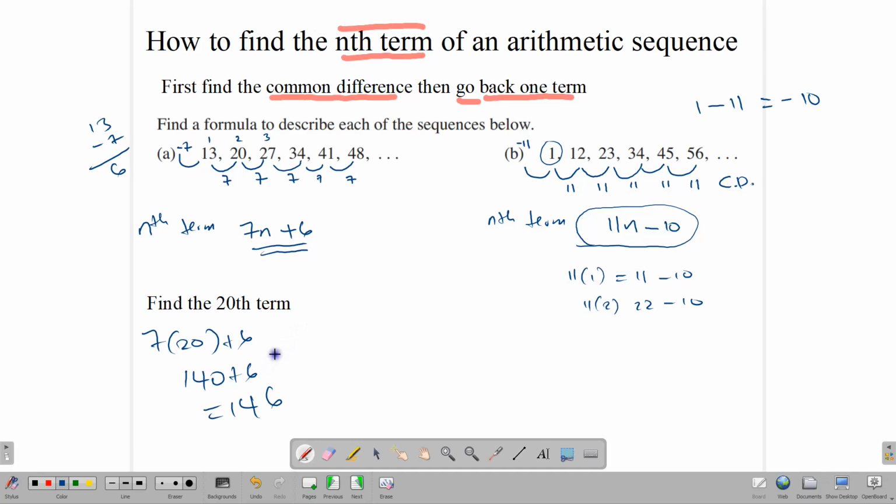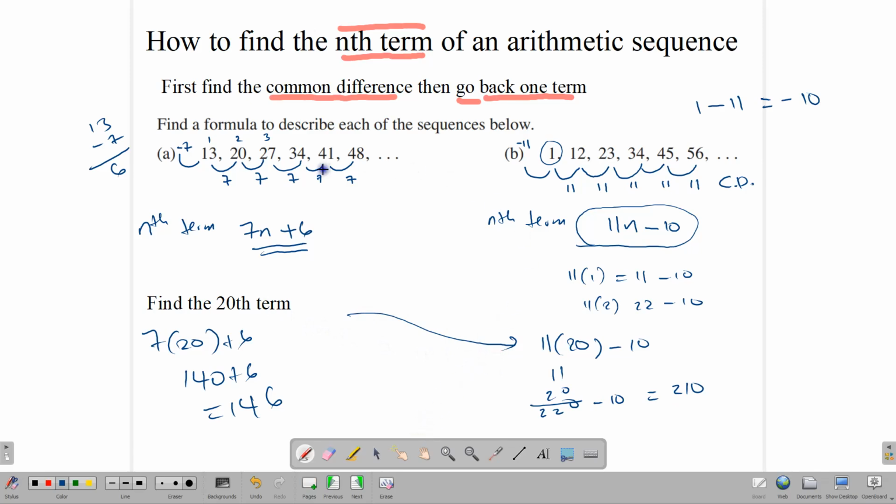All right. Now let's look at the 20th term for this. So the 20th term would be 11 times 20 minus 10. And 11 times 20 gives us 220, take away 10 gives us 210. So this would be for our nth term, finding the 20th term here, for this one and this one.